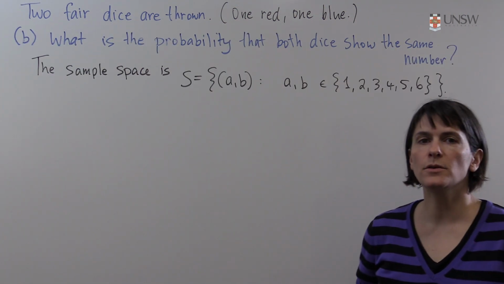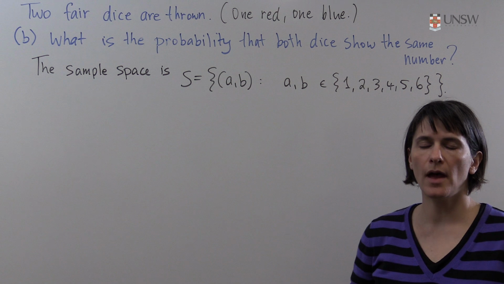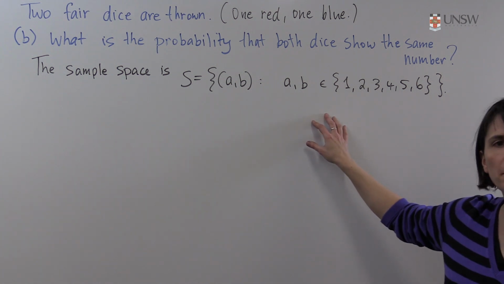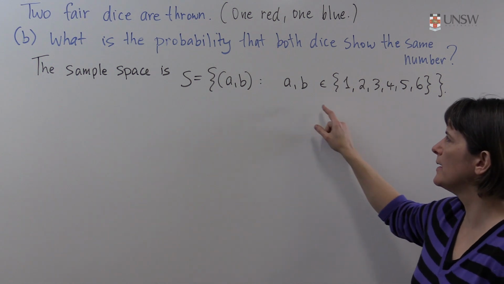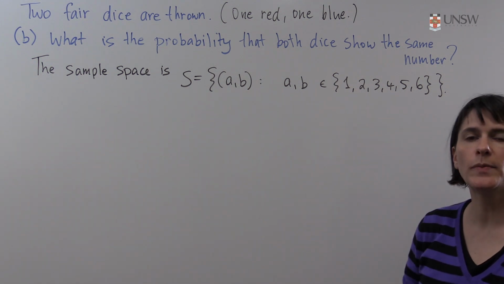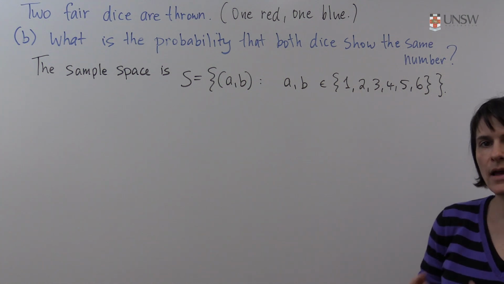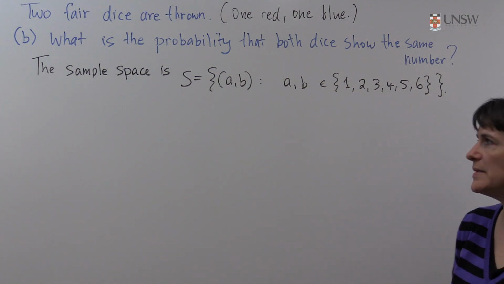Okay, now we ask, what's the probability that both dice show the same number? We still have the same sample space. I've just written it up before again. The set of all possible pairs. So there's 36 elements in this sample space. How many pairs have the same entry? Well, there's just going to be 6.